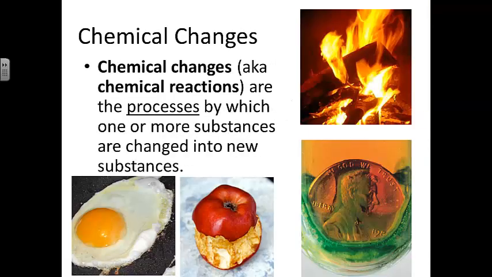So chemical changes are different from chemical properties. Those two terms, although they're related, are not the same thing. Chemical changes are also known as chemical reactions. Those terms are used interchangeably.